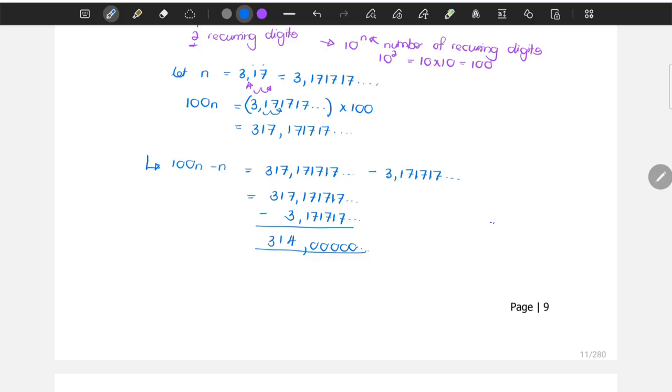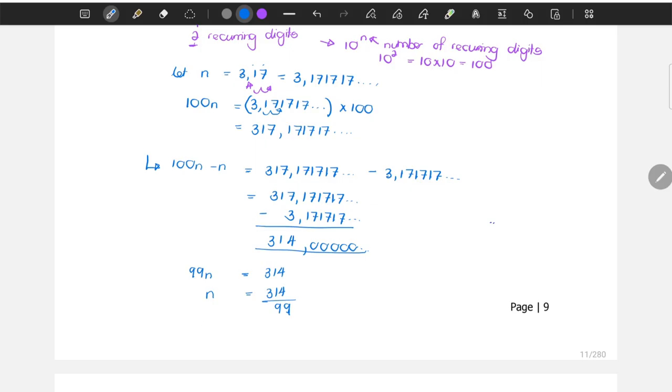So now on the left hand side, we have 100n minus n, which is 99n, equal to 314. That means n is equal to 314 over 99. If it was possible to simplify this further, I would, but there is no common factor that goes into both 99 and 314, because even 3 doesn't get into 314 without leaving a remainder. So the answer is n is equal to 314 divided by 99.